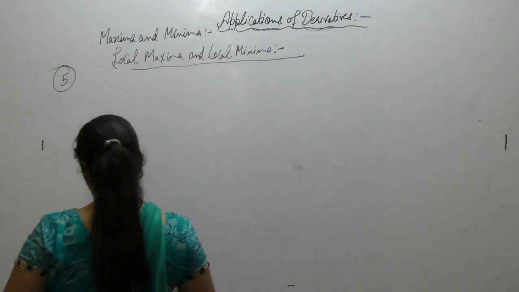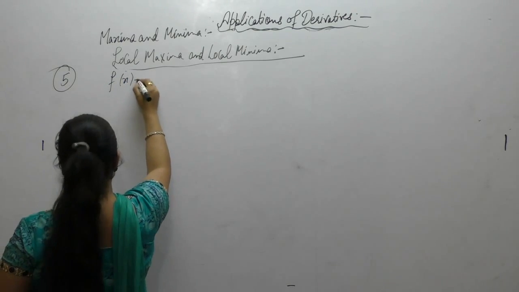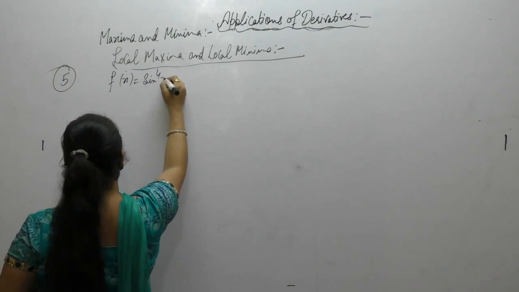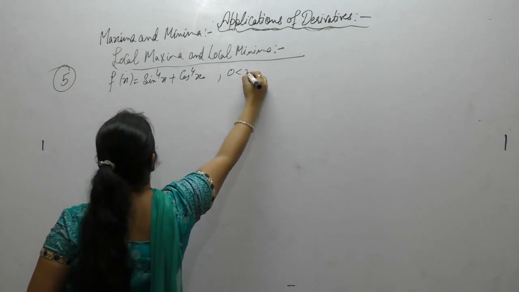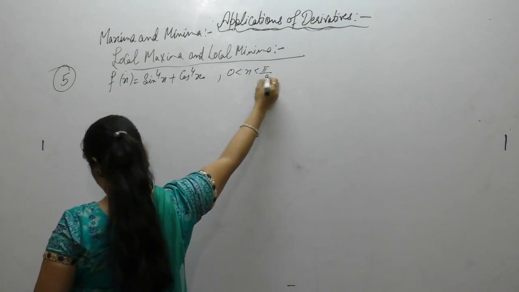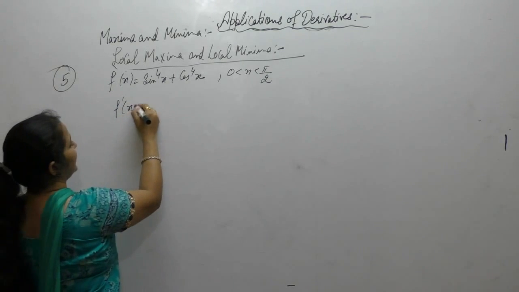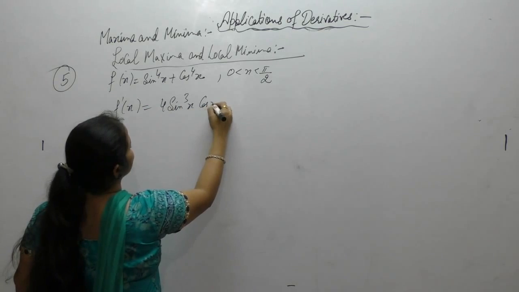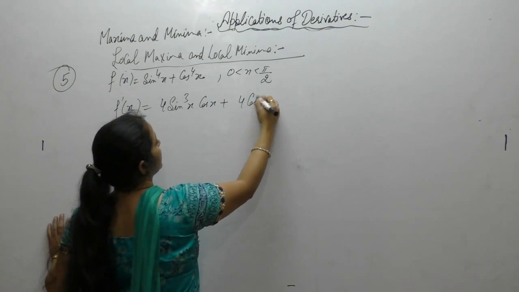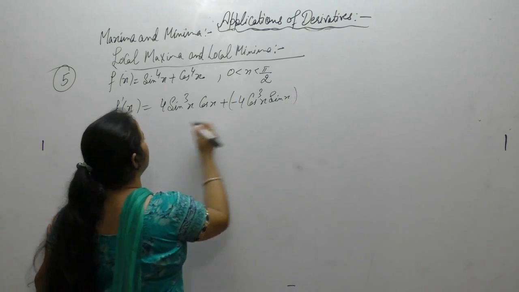Find the local maximum or local minimum, if any, of the function sin⁴x + cos⁴x, which lies between 0 and pi by 2, using the first derivative test. Find the derivative: 4 sin³x, derivative of sin is cos; 4 cos³x, derivative of cos is minus sin.